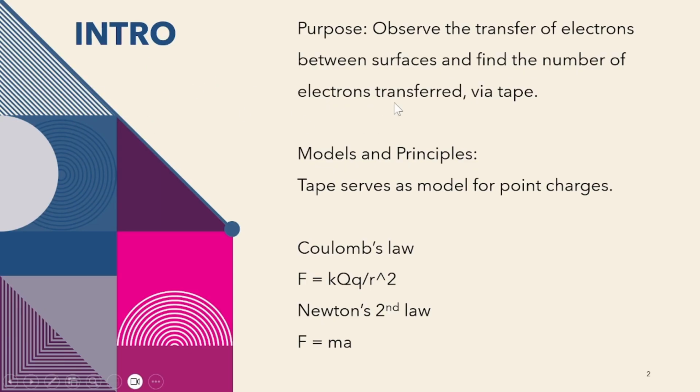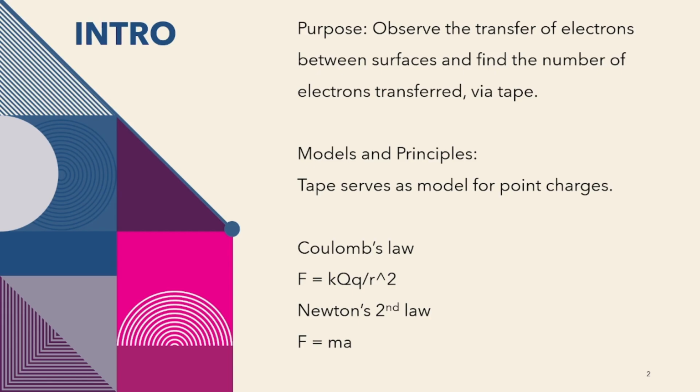And to get started, we have the intro here, which explains the purpose and some of the principles used for the lab. The purpose of the lab is to observe the transfer of electrons between surfaces and find the number of electrons transferred, and we get to do so using tape as our model. So, models and principles. Tape serves as a model for point charges. It's a gross oversimplification, but it works.